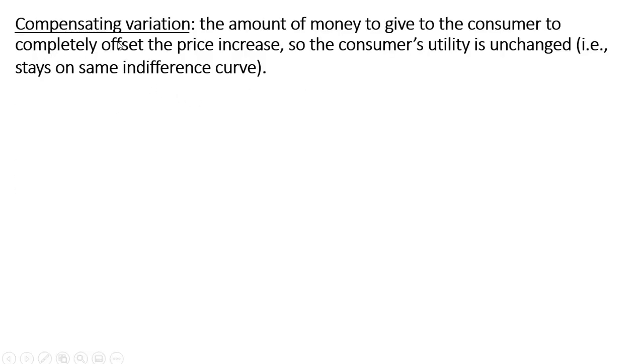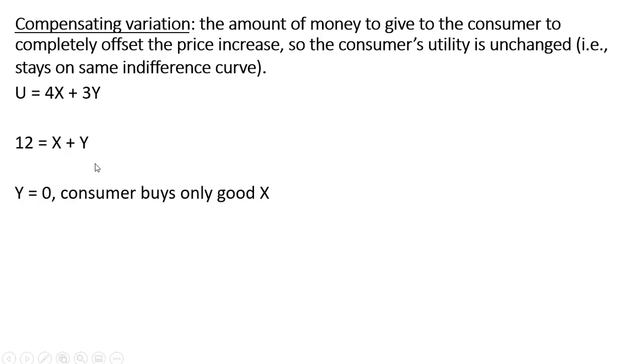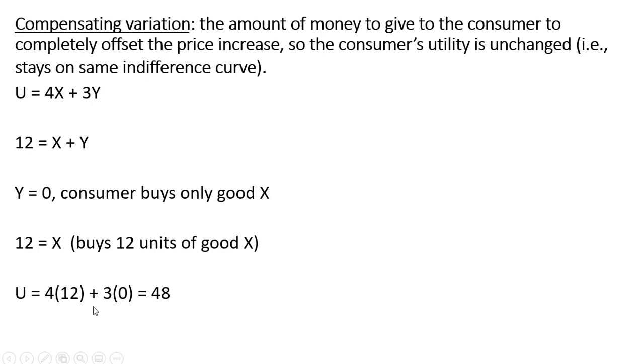So first we're going to calculate the compensating variation, the amount of money to give to the consumer to completely offset the price increase so the consumer's utility is unchanged. So here's our utility function. Here's our budget constraint. And as we said, the consumer will buy nothing but good X, so Y is 0. That means the consumer will spend his or her $12 on good X, and therefore the consumer will buy 12 units of good X. The price of good X right now is $1. The consumer's utility from buying 12 units of good X and 0 units of good Y is 48, just plugging those values into the utility function.